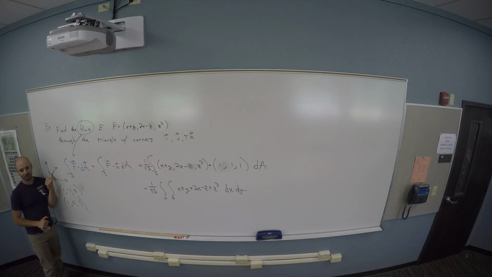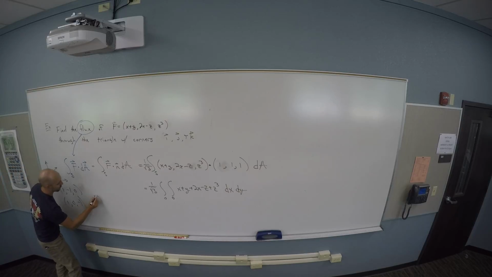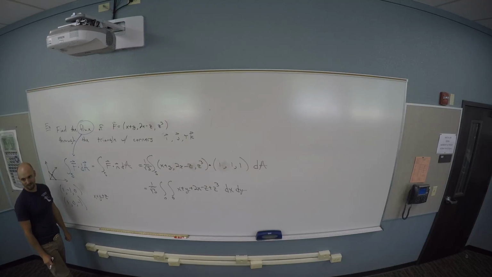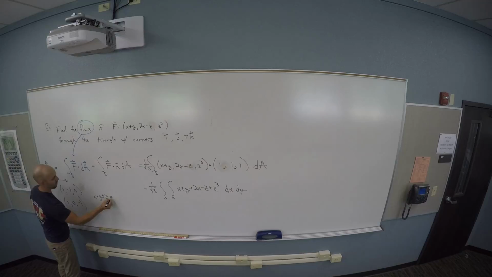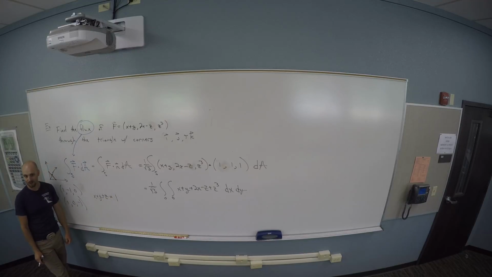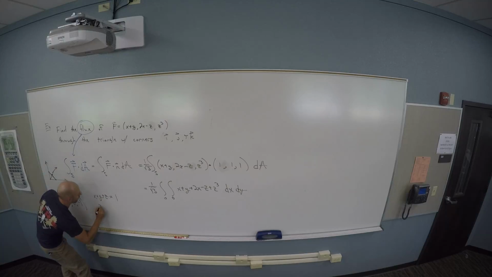How about on the surface, right? You guys see that? On the surface, z is something. Is it equal to 2x minus y? I don't know. z equals 2x, and then there's z cubed. What's the equation of this plane over here? Well, it should be x plus y plus z equals 1. So then z is 1 minus x minus y.